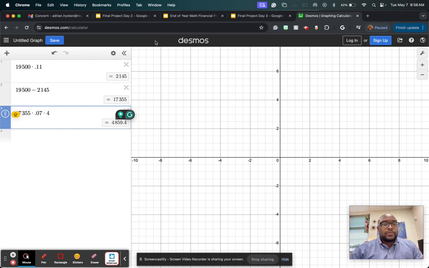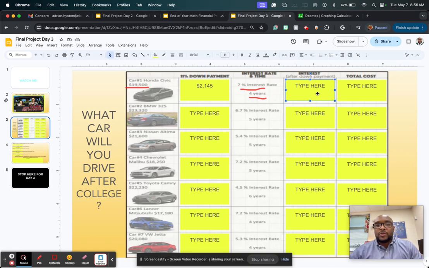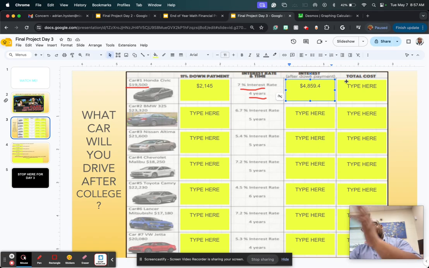Okay. So $4,859.40. So the interest on this vehicle will be that number, $4,859.40, which means the total cost for this vehicle will be what I agreed to pay plus the interest added together.